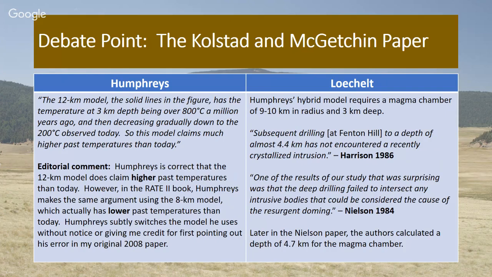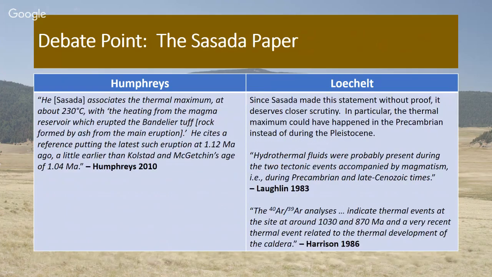So Nielsen began to think maybe it's much deeper than everyone suspected. And so they did a calculation based upon the doming and everything. They arrived at a depth of 4.7 kilometers. So it was deeper than anyone imagined. And now let's talk about the Sasada paper.